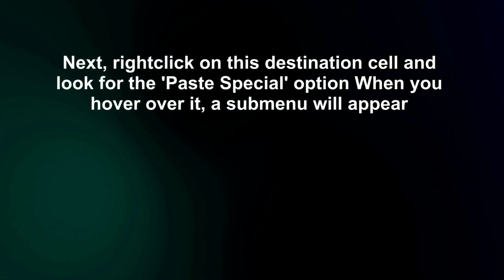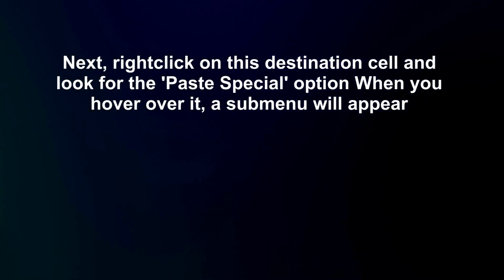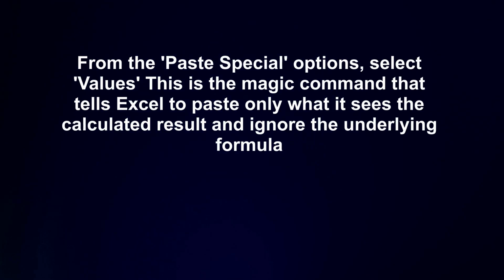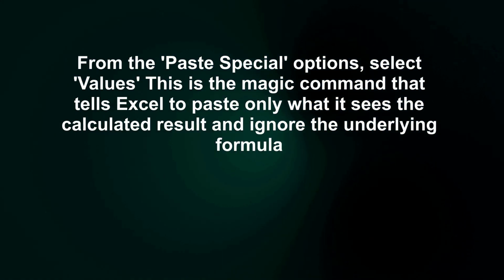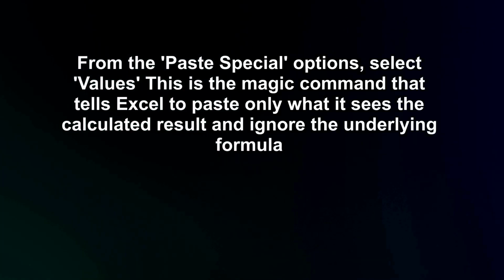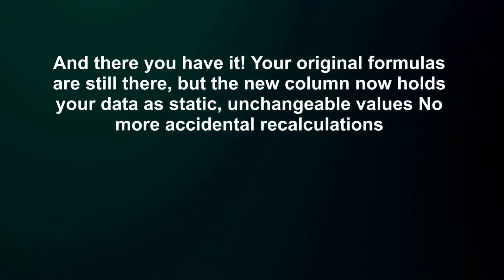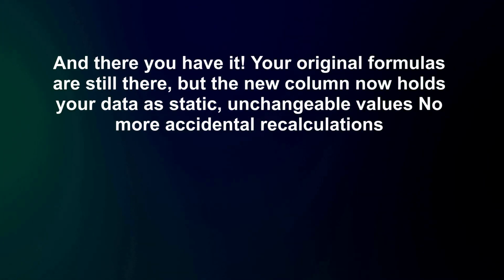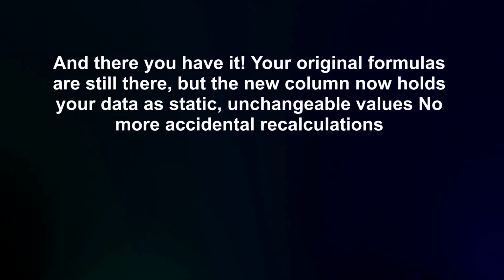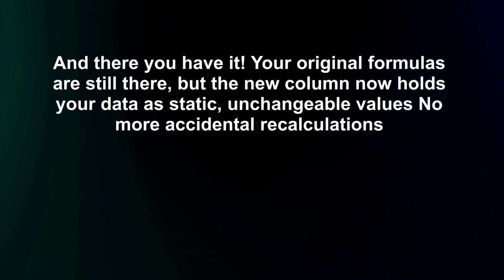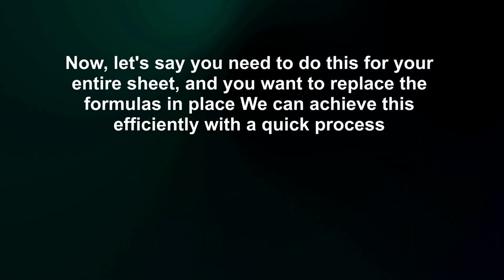Next, right-click on this destination cell and look for the Paste Special option. When you hover over it, a submenu will appear. From the Paste Special options, select Values. This is the magic command that tells Excel to paste only what it sees, the calculated result, and ignore the underlying formula. And there you have it. Your original formulas are still there, but the new column now holds your data as static, unchangeable values. No more accidental recalculations.